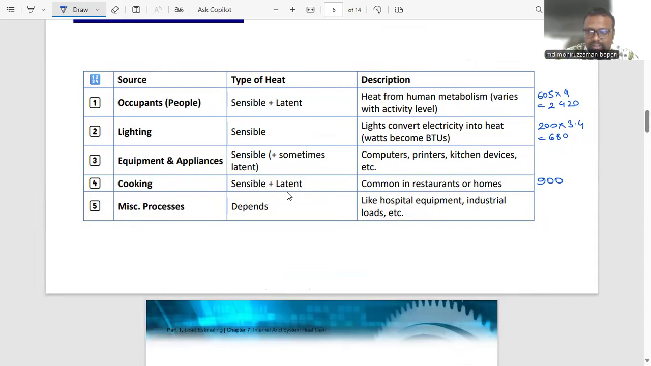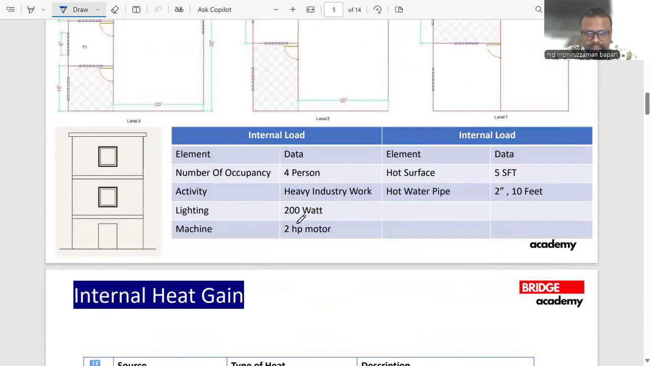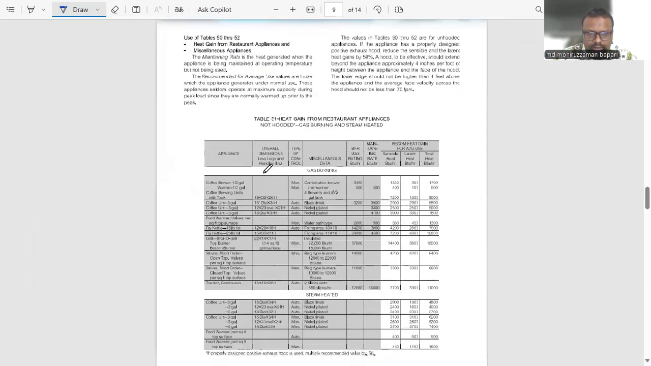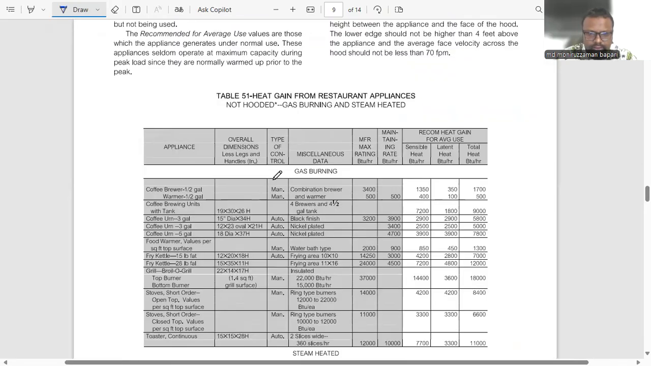There are other equipment like a 2 horsepower motor, a hot surface of 5 square feet, and a hot water pipe, 2 inch for 10 feet. Let's calculate them. Firstly, the machine, the 2 horsepower motor we have. So which table can you get this data from?